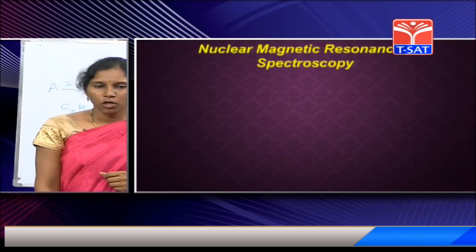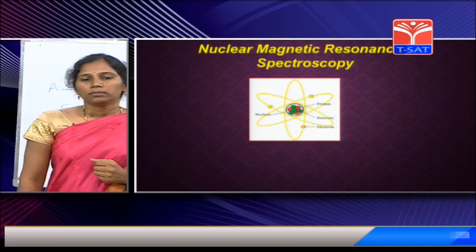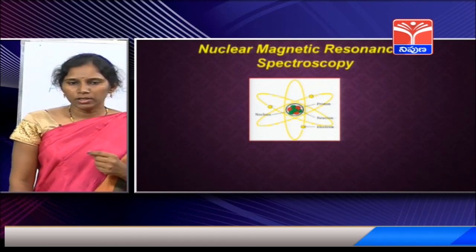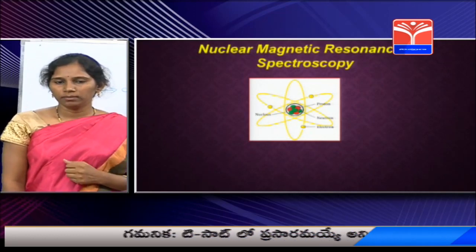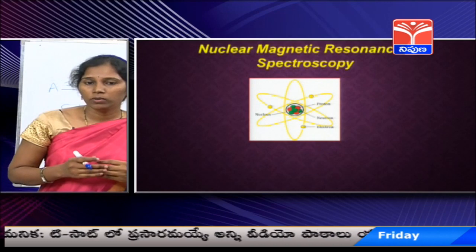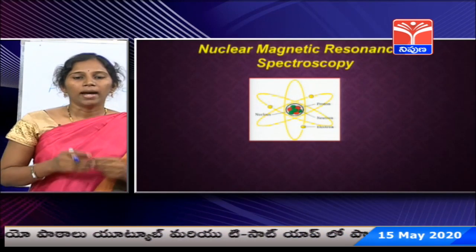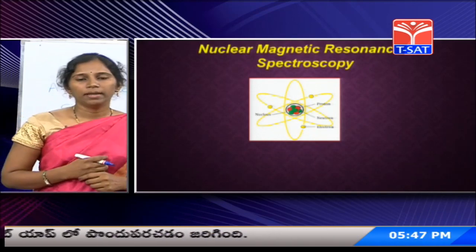First word is nucleus. Look at the screen, dear students. Nucleus means the central part of the atom, which consists of protons and neutrons around which electrons are revolving. And one more thing we know about nucleus is the protons are positively charged and the neutrons are not having any charge. And next word, magnet.